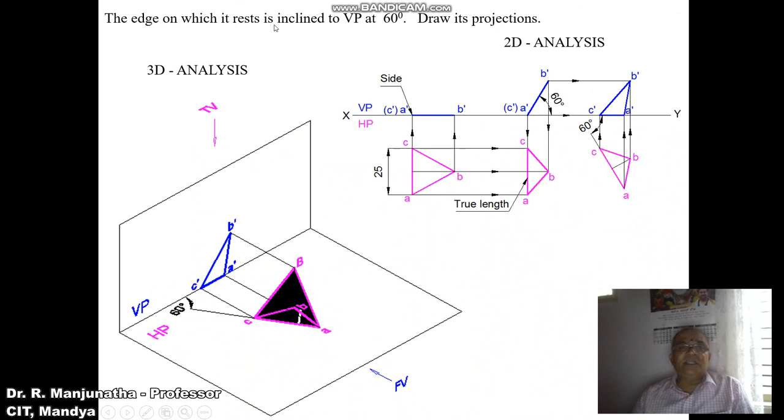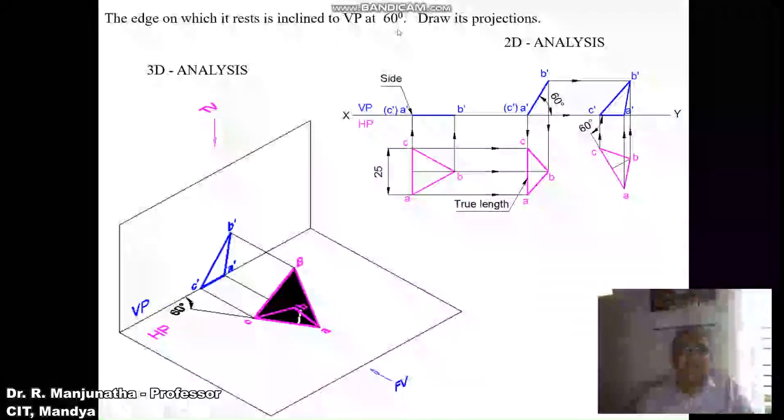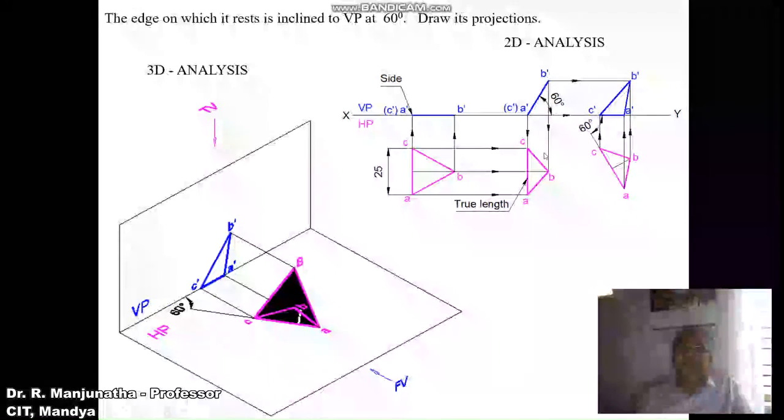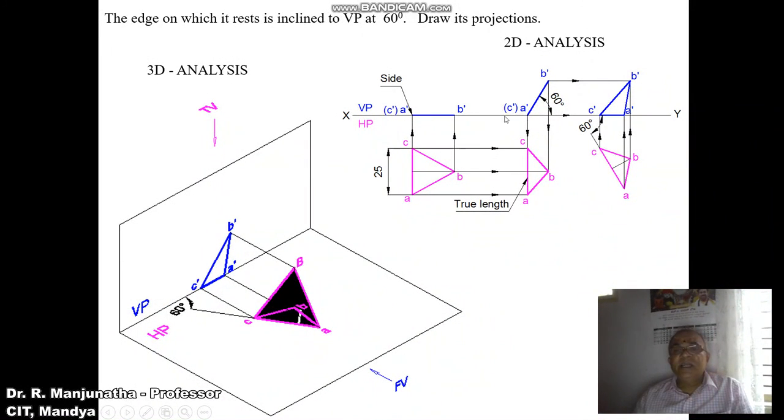Now the edge on which it rests is inclined to VP at 60 degrees. The inclination given is the true inclination here, because the edge which is resting on HP, in the second position, is A dash C dash, which is on the XY line. It is parallel to HP, so you are getting the true length here.